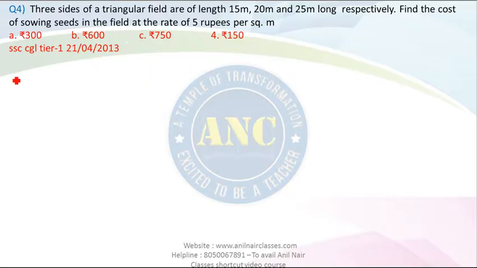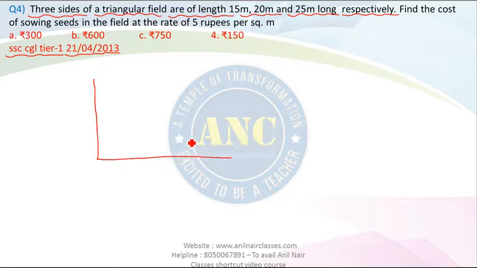Please see the next question. Again, original SSC Tier 1 question in 2013. Everything I am taking is an examination question. The 3 sides of a triangular field are of length 15 meter, 20 meter and 25 meter respectively. That means it is given as 15 meters, 20 meters, 25 meters respectively. Find the cost of sowing seeds in the field at the rate of 5 rupees per square meter.